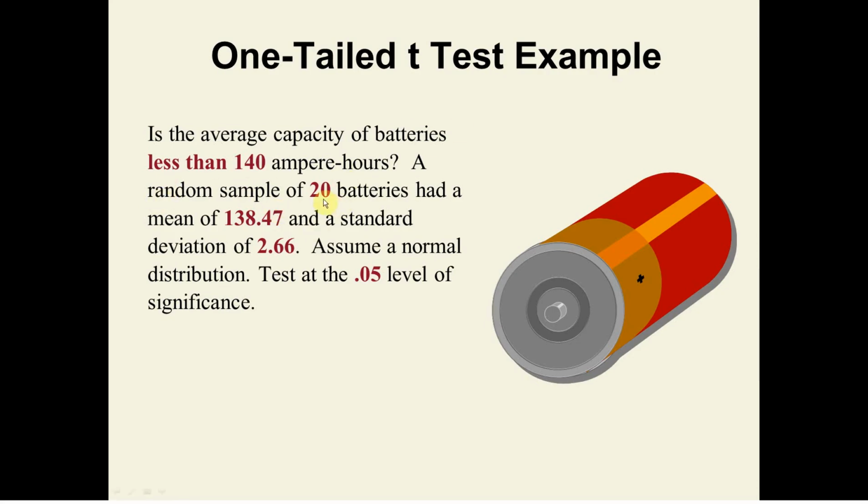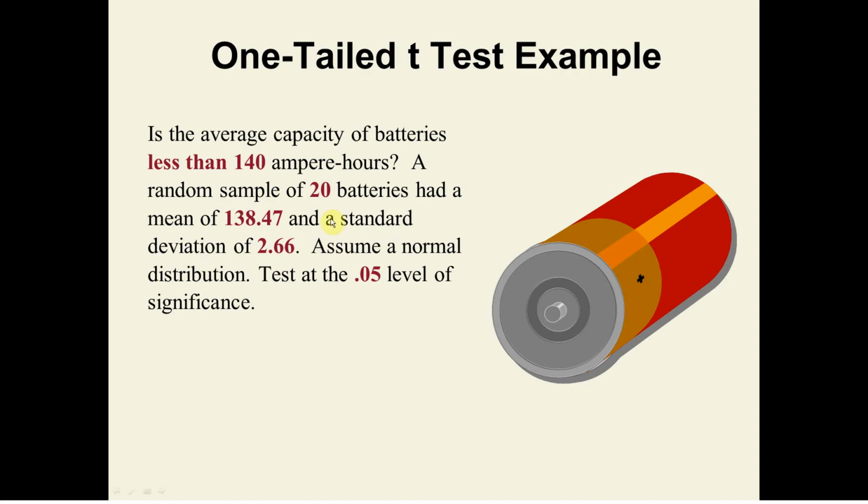So it needs to be a random sample of 20 batteries. Notice that it's less than 30, so we'd have to check that our population data is normally distributed. Let's just say we get a sample mean of 138.47 ampere hours. Now, it seems kind of close to 140, but is it close enough to conclude that the capacity is less than 140? I don't know.